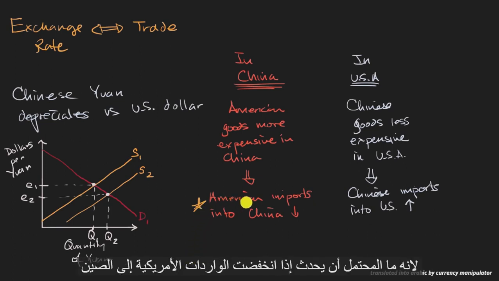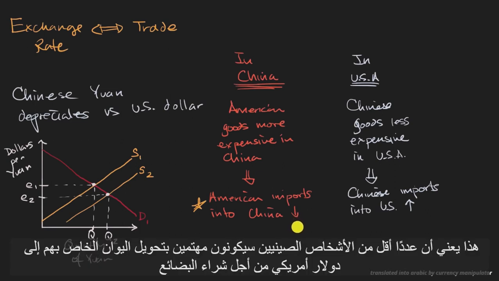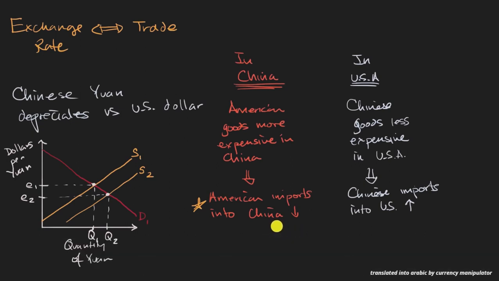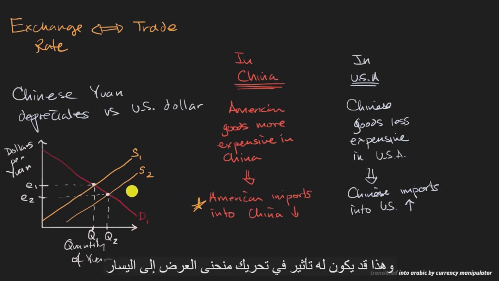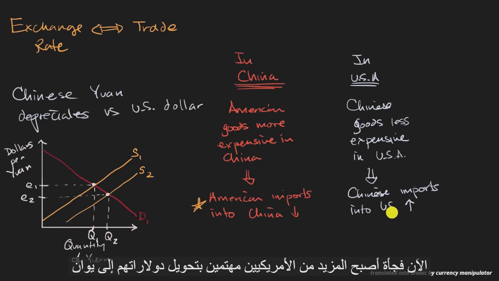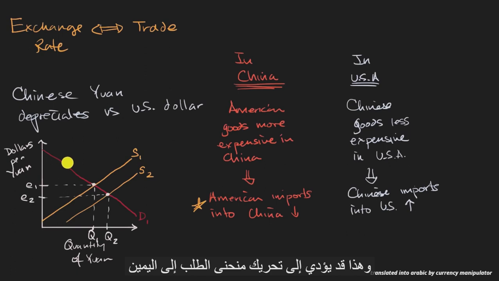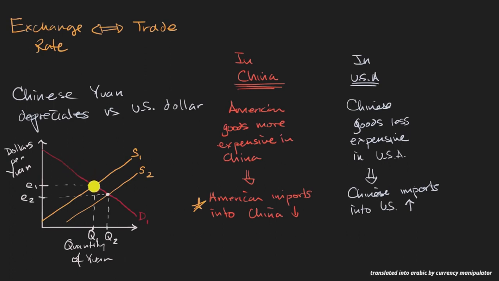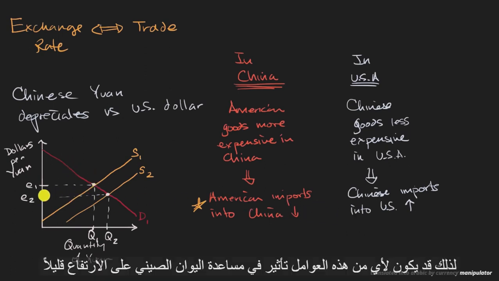Because what's likely to happen if American imports into China go down? Well, that means that fewer Chinese folks are going to be interested in converting their yuan into US dollars in order to buy goods, because they're not buying as many American goods. And so that might have the effect of shifting the supply curve back to the left. Similarly, in a world where Chinese imports into the United States go up, now all of a sudden more Americans will be interested in converting their dollars into yuan. And so that might shift the demand curve to the right. And so either of these could have the effect of maybe helping the Chinese yuan appreciate a bit.